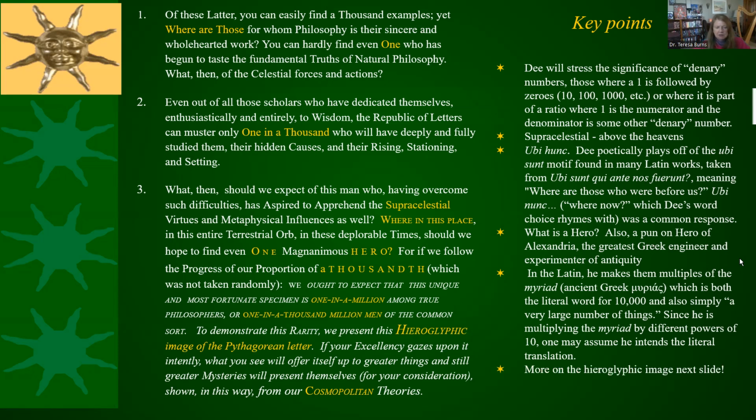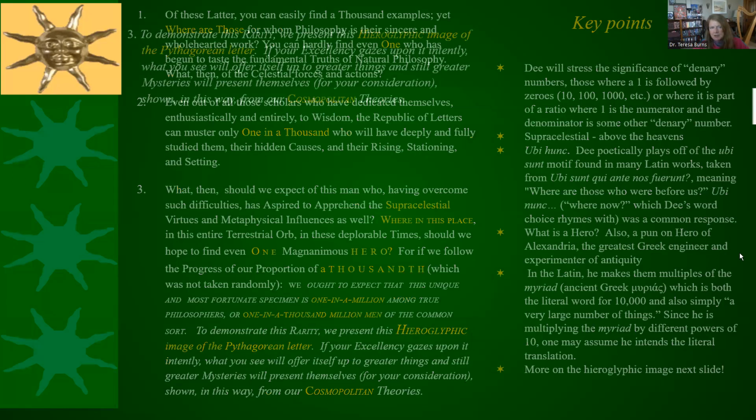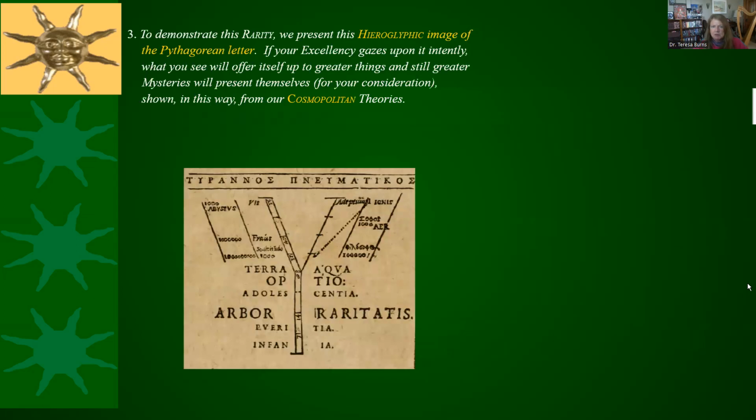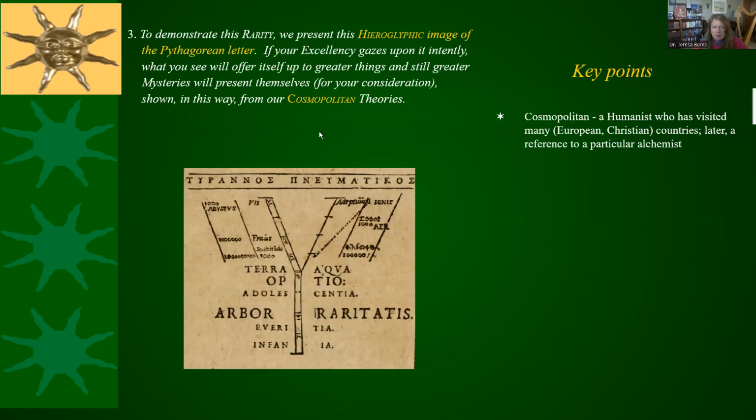If your excellency gazes upon it intently, what you see will offer itself up to greater things, and still greater mysteries will present themselves for your consideration, shown in this way from our cosmopolitan theories. Here's the end of what I just read before. So a cosmopolitan is basically a humanist. A humanist is someone who speaks Latin, writes Latin, because that's the common language of all the Christian European countries and the British Isles. And so it's someone who has gone to all these different countries and learned their most important things.